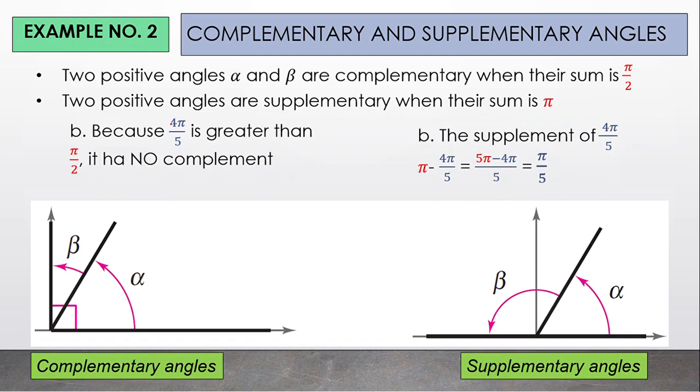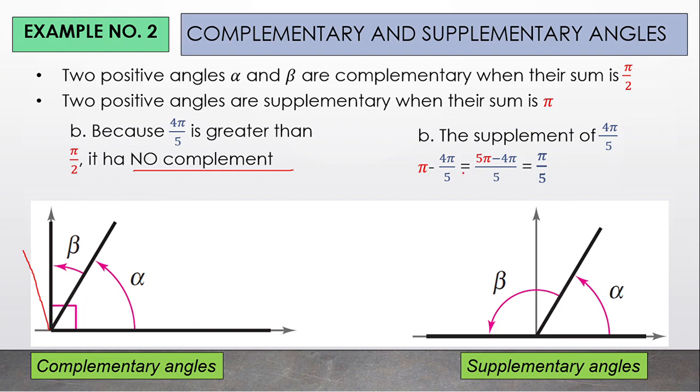So, because 4 pi over 5 is greater than pi over 2, ibig sabihin lampas na siya dito sa ating angle, it has no complement. Si 4 pi over 5 ay no complement siya. So, dahil no complement, try natin siya kay supplement. So, si 4 pi over 5, minus natin siya kay pi.